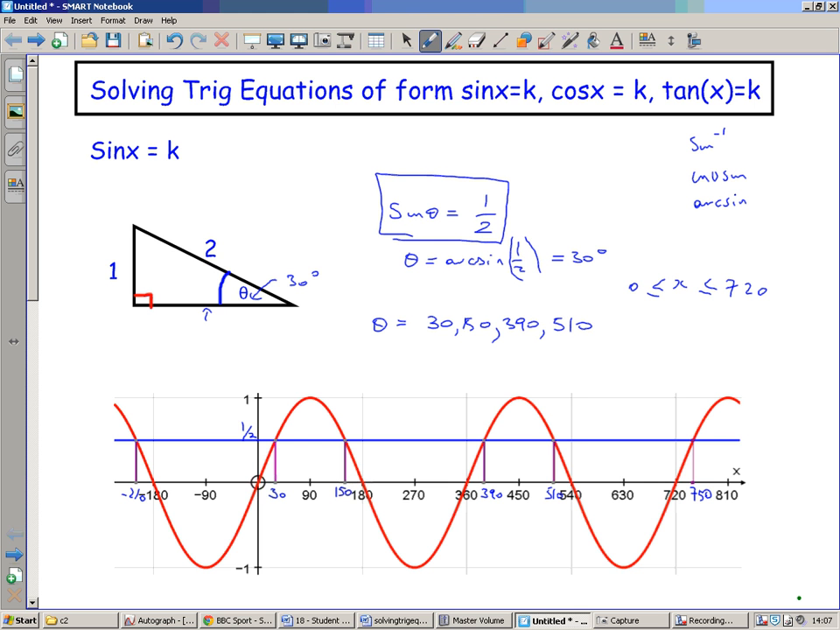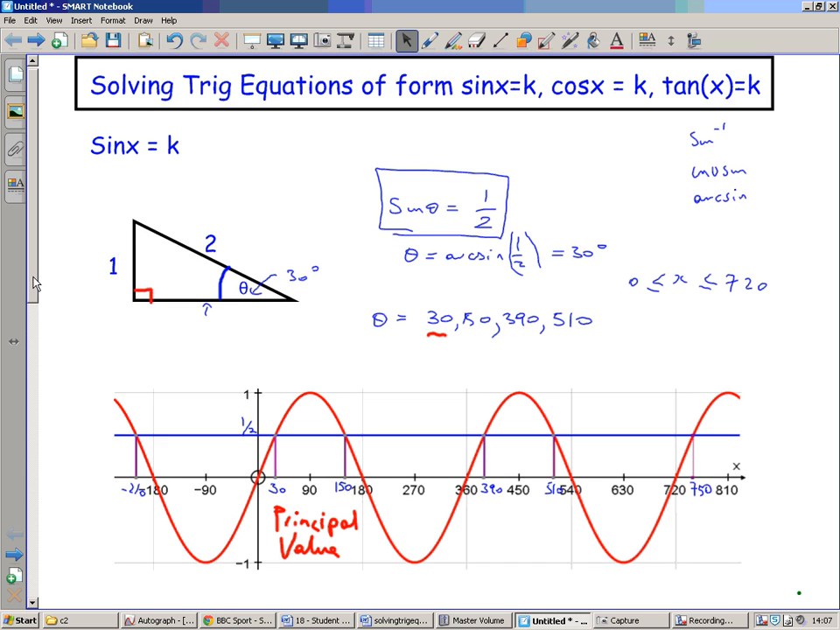Very simple trig equation, sine theta equals a half. Of course, in terms of right angle trigonometry, it's only this first one that we're interested in. This value here is called the principal value, the value the calculator gives you, and we can work out all the other values from that. Okay, so that's how it works.